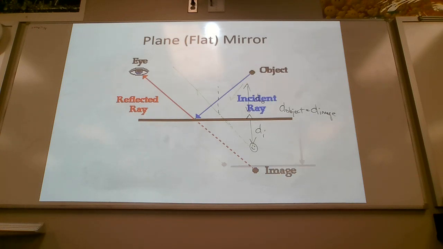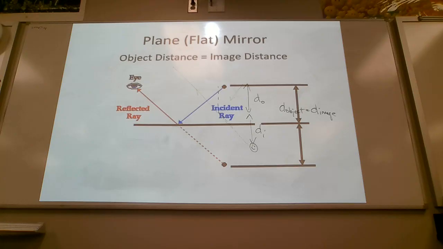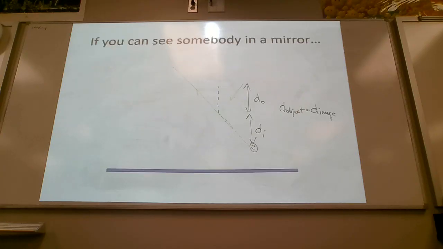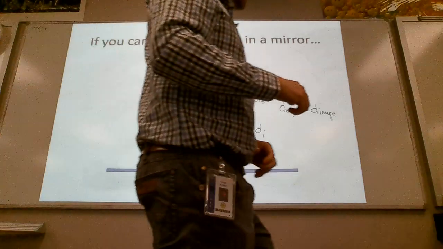It's not hard geometry, but it is geometry. All right. So object distance equals image distance.